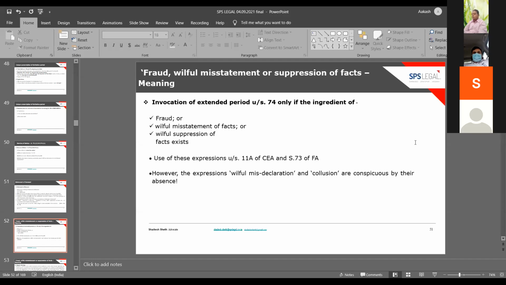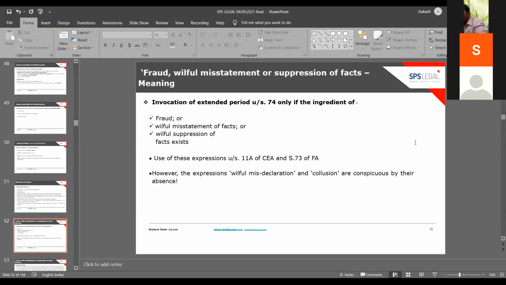What is really interesting is, if you see very carefully, the erstwhile Section 11A of Excise and Section 73 of the Finance Act, and even the current Section 28 of the Customs Act, it not only uses the three elements of fraud, willful misstatement, or willful suppression, but it also uses two other expressions, willful misdeclaration and collusion. These two words are conspicuous by their absence in the current regime. Probably willful misdeclaration may have to be thought of as covered under misstatement. And collusion, I'm always wondering why it has been omitted in the current dispensation.